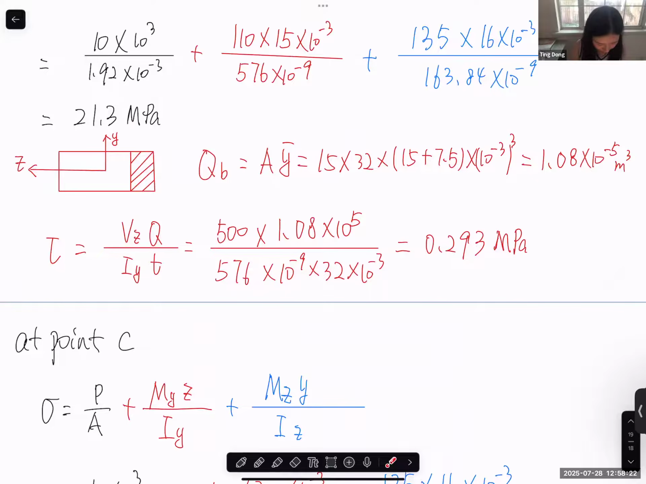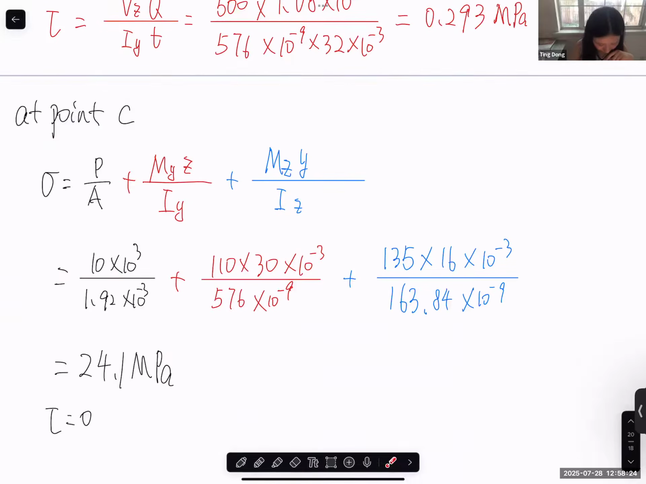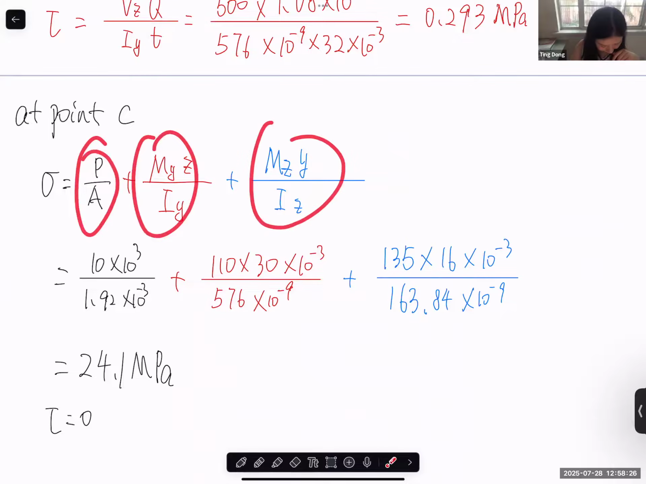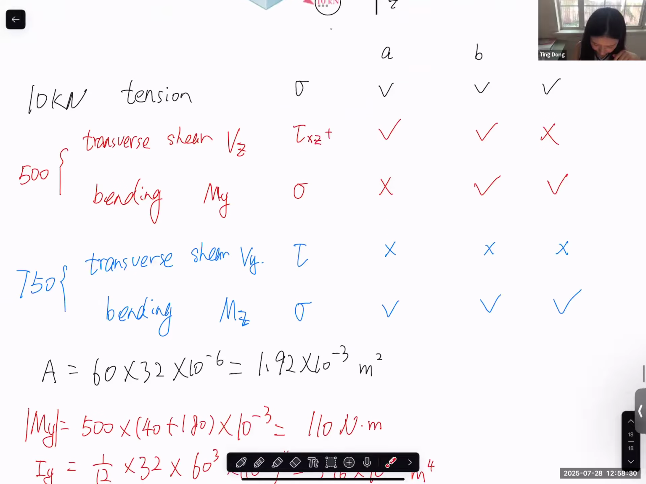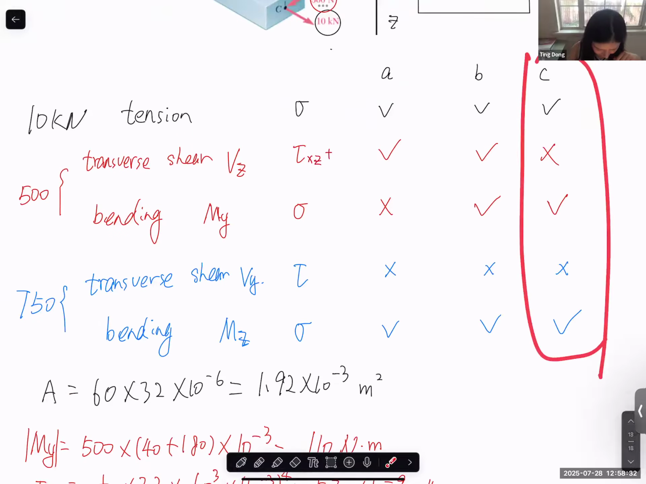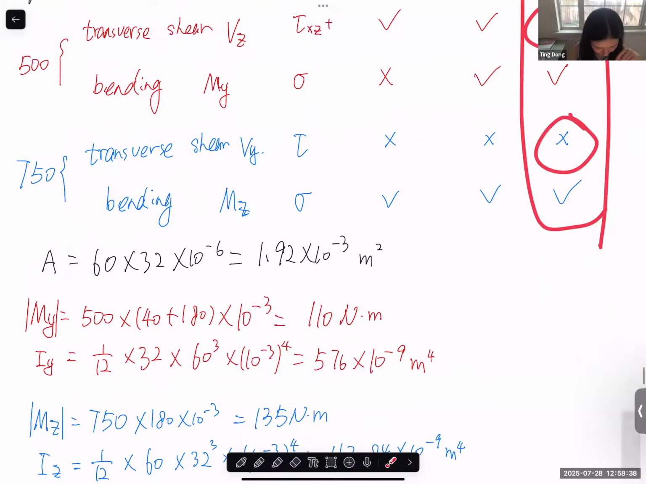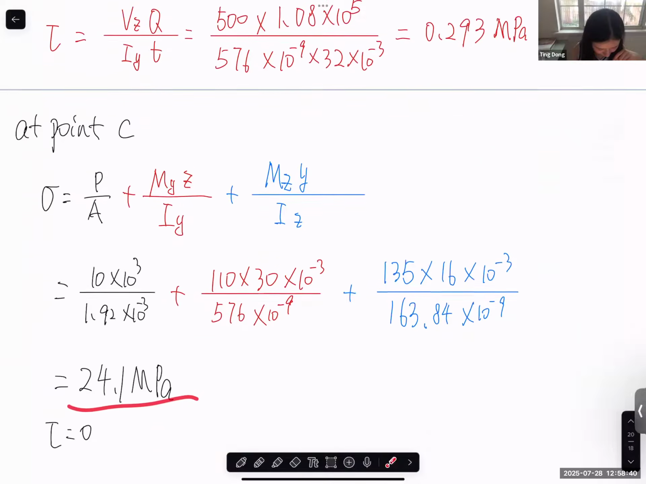It's back. So now we have these three, and of course shear stress equals 0, because for the shear you can see that the shear caused by 500 and 750 is 0. So this is at point C.